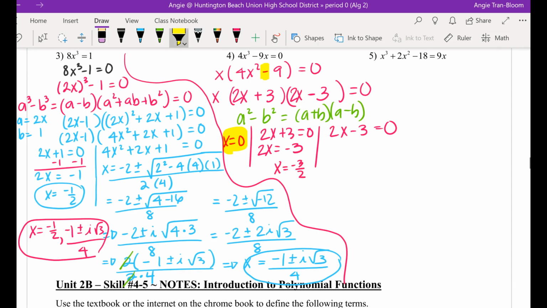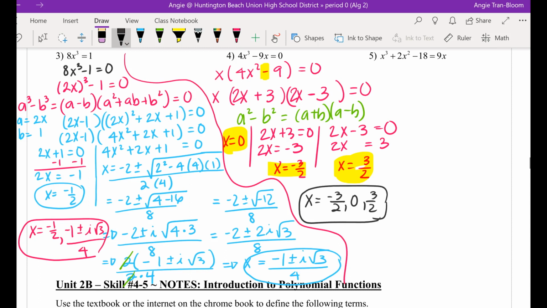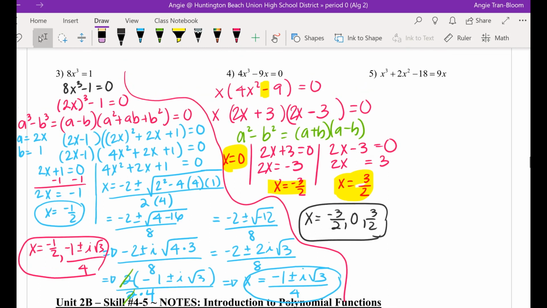So that's another answer. The last one, you do similarly. You add 3 to both sides, so that's positive 3. Divide both sides by 2. So x is positive 3 over 2. Now you have one more answer added on. If you want to, write it from smallest to biggest, just so that way you're not missing any answer. So again, we have 3 answers.